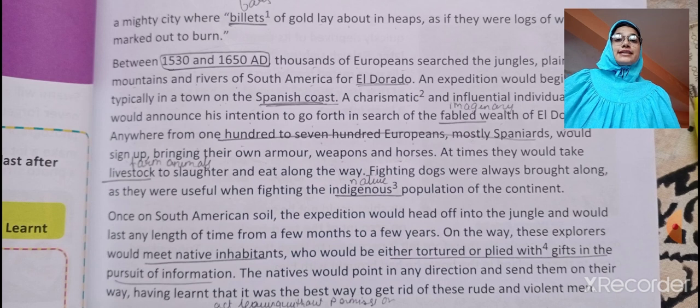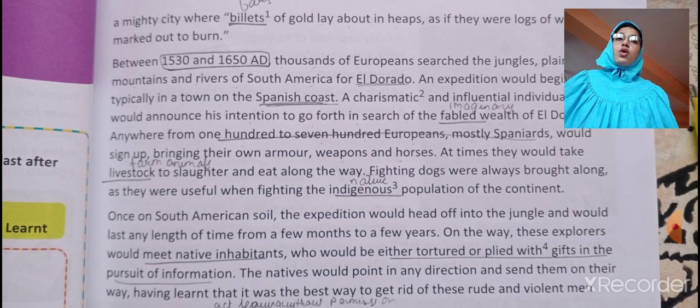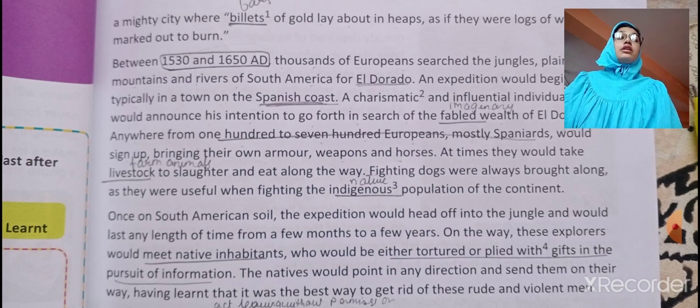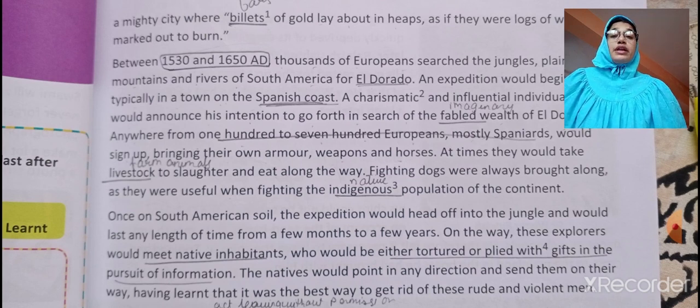On the way, these explorers would meet native inhabitants, who would be either tortured or piled with gifts in the pursuit of information. These native people were living in their villages and used to provide lots of information. But in return, the explorers who were going in search of the city of El Dorado used to torture these people in order to get the information. Or if they were good enough, they would give them piles of gifts in return for the information. Correct? So they used to get tortured or they used to get gifts.